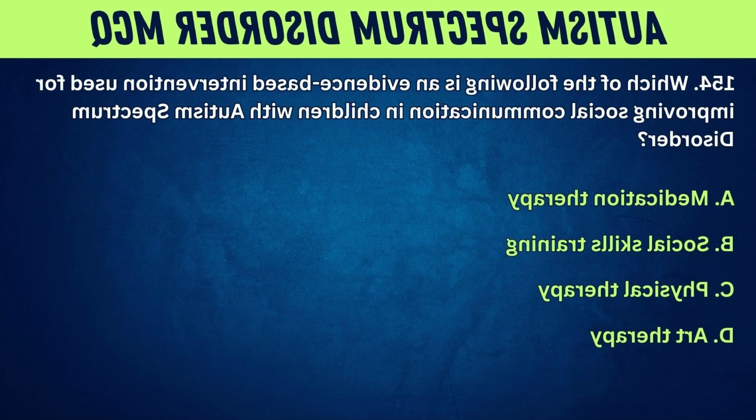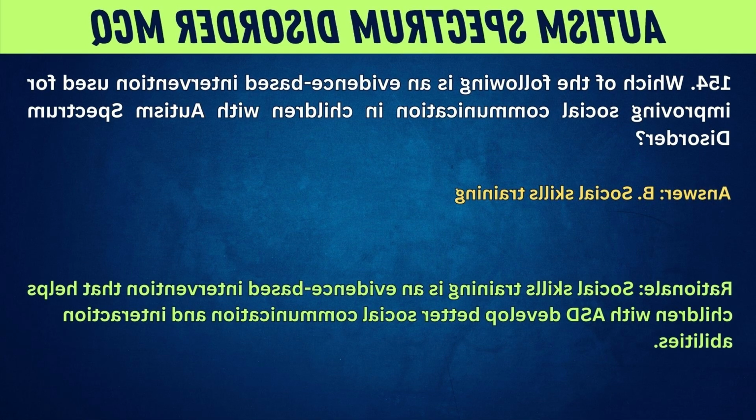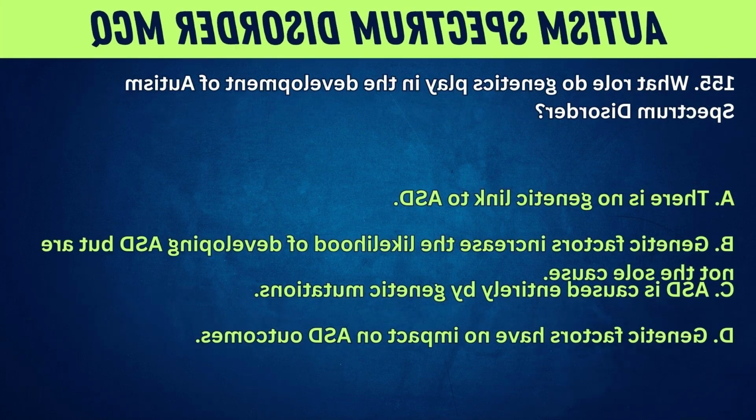154. Which of the following is an evidence-based intervention used for improving social communication in children with autism spectrum disorder? A. Medication therapy. B. Social skills training. C. Physical therapy. D. Art therapy. Answer: B. Social skills training. Rationale: Social skills training is an evidence-based intervention that helps children with ASD develop better social communication and interaction abilities.